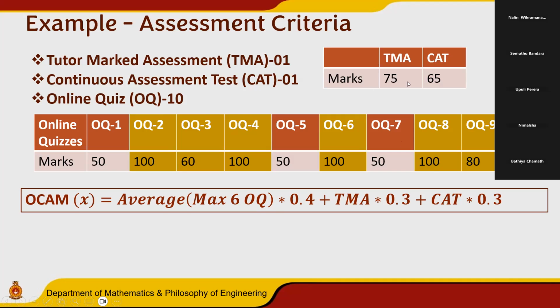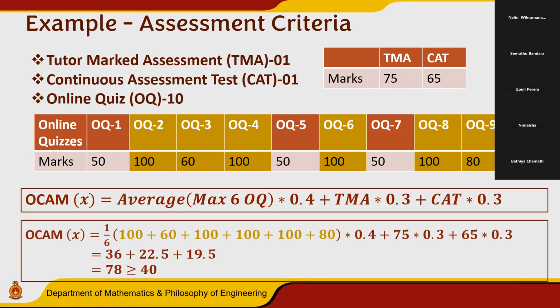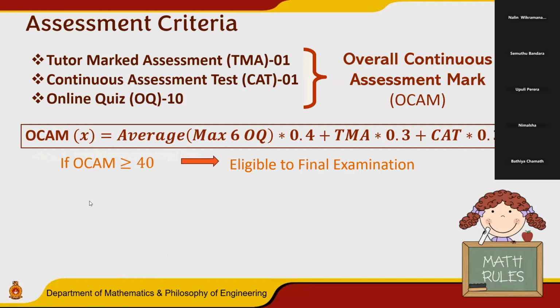30% of the marks from TMA. And again add 30% from the continuous assessment test mark. Then finally we can get the OCAM mark for this course. Here you can try to calculate this and see later whether this is correct. Then if this OCAM mark that is calculated is greater than or equal to 40, you will be eligible to sit for the final examination.